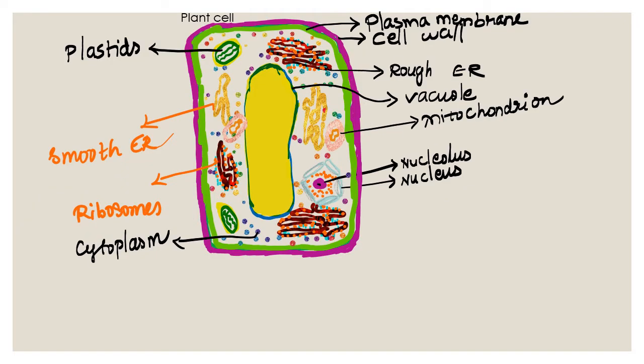This is the structure of a plant cell. You can see the violet color or the purple color thing is the cell wall and green color thing is the plasma membrane. And we have rough endoplasmic reticulum and smooth endoplasmic reticulum. ER means endoplasmic reticulum. Mitochondrion, nucleolus, nucleus, and we can see a specific feature compared to animal cell, that is large vacuole is present in a plant cell.